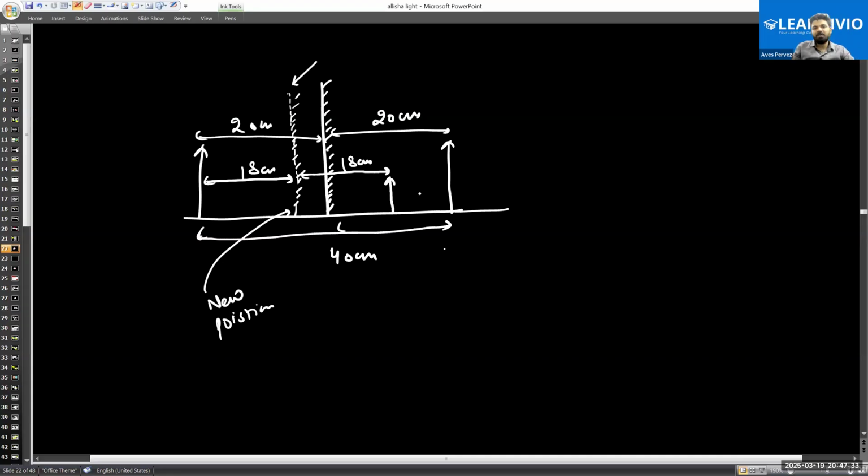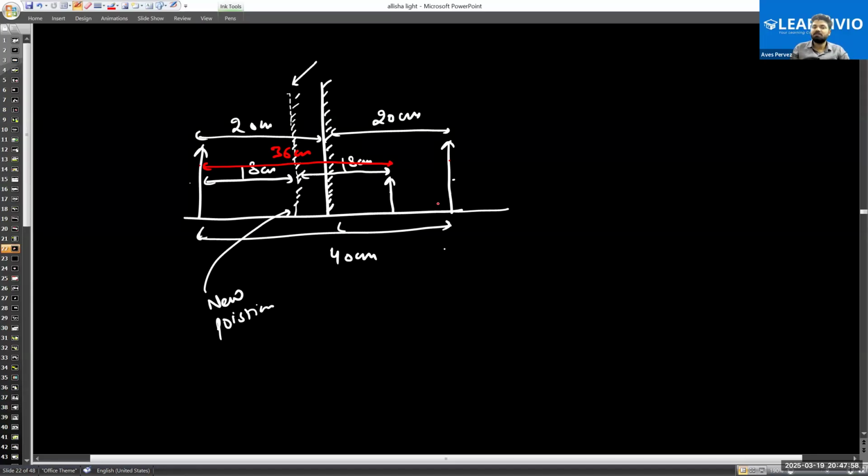Now, can you guess what is the difference between this and this? It is asking for the, so 18 plus 18 is 36. Yes, sir. So the actual distance now is 36 between the object and the image. And the previous it was 40. From here to here is 40.